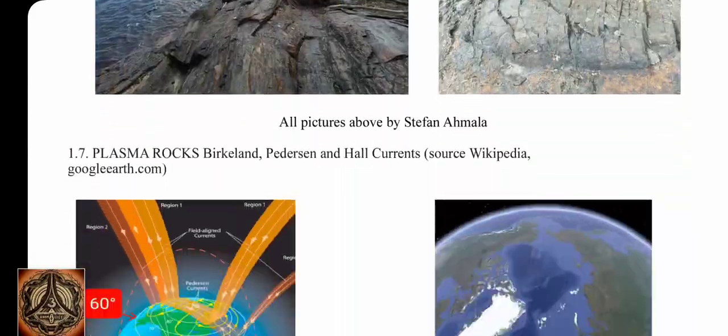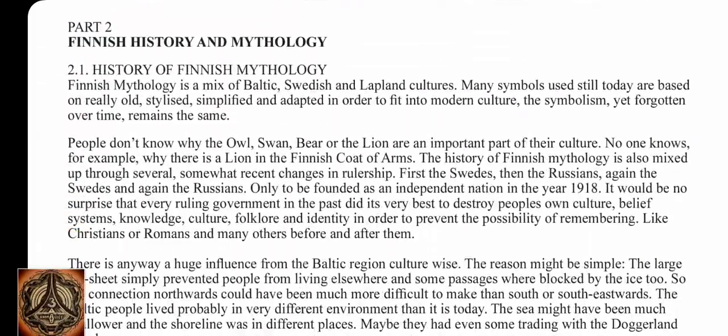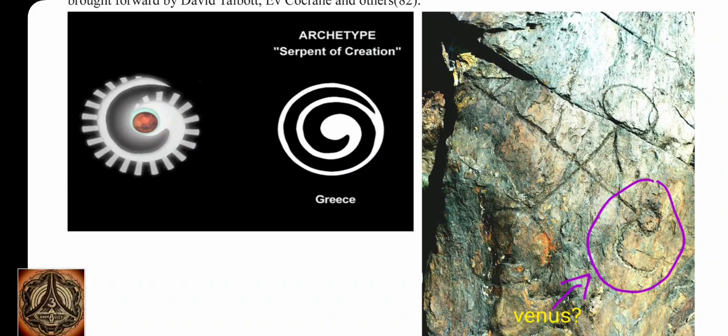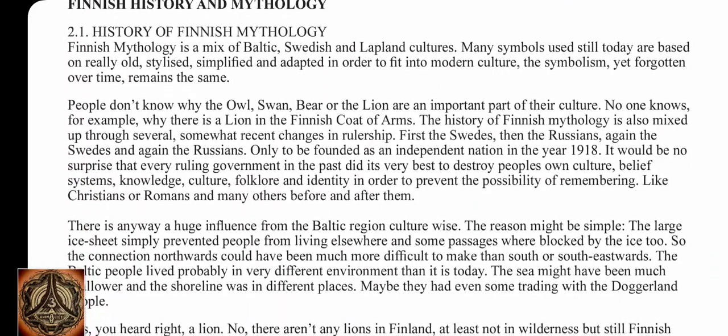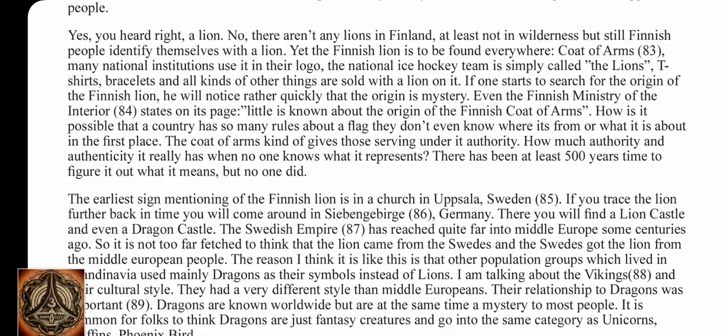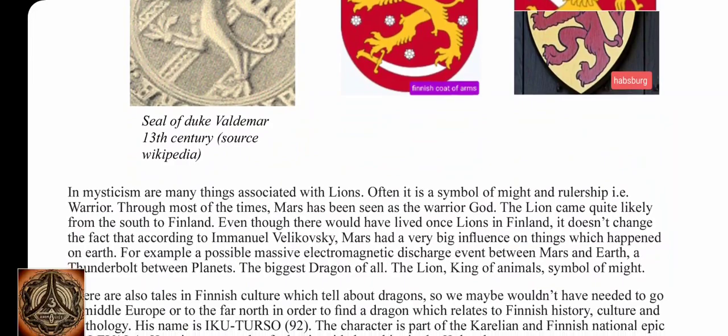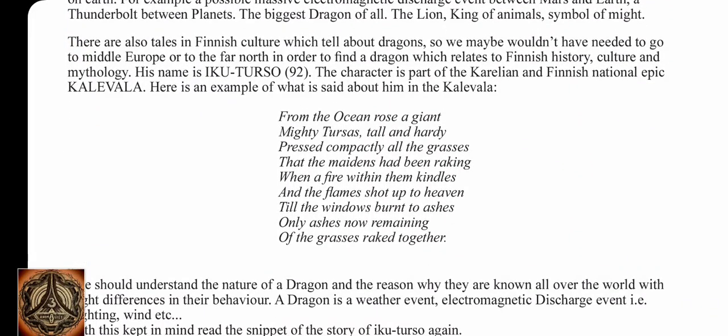And also, if you go even more down, we have Venus, the serpent of creation, Finnish history and mythology. There are also tales in Finnish culture which tell about dragons, so we maybe wouldn't have needed to go to Middle Europe or to the far north in order to find a dragon which relates to Finnish history, culture and mythology. His name is Iku Turso. The character is part of the Karelian and Finnish national epic Kalevala.